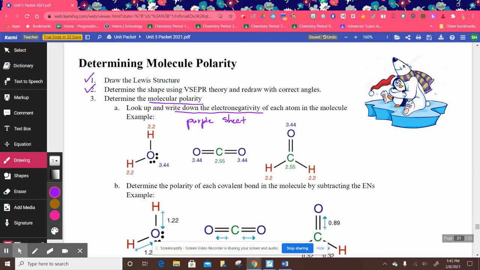So here you have water with all the electronegativity values jotted down. We have carbon dioxide, which is a linear molecule. Those are all jotted down. And we have formaldehyde. So we've jotted down all those electronegativities.